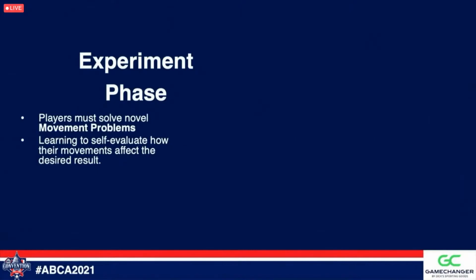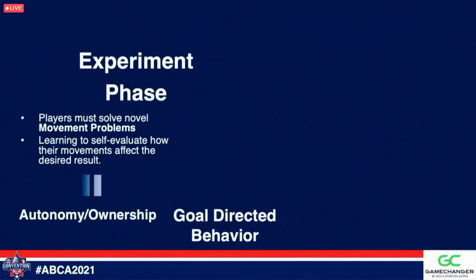Okay, so this is where we're posing a novel movement problem to our athlete, and he's having to solve it on his own. He's having to figure out how to move in new ways to get a result that he's never tried to get before. And through that whole process, he's having to self-evaluate and see how those movements are affecting the desired result. So we're really building this autonomy and ownership, and definitely building goal-directed behavior with the guys during this phase.